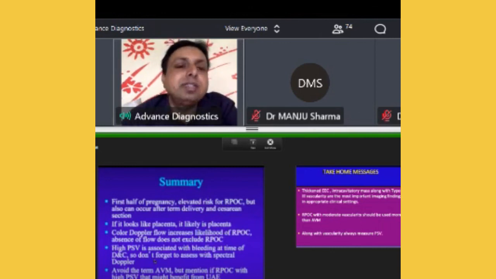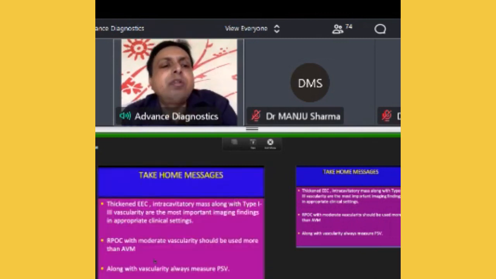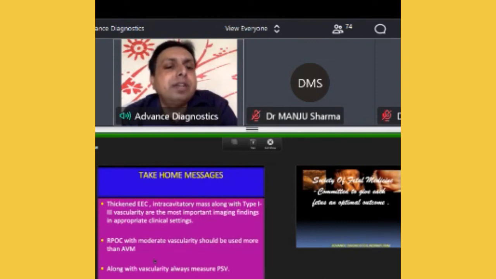And take-home messages, because I believe that golden words must be repeated again and again: a thickened endometrial echo-complex or intracavitary mass along with type 1 to 3 vascularity are the most important imaging findings in appropriate clinical settings. RPOC with moderate vascularity must be used more than AVM until you see a draining vein. And along with vascularity, always measure PSV for your management.